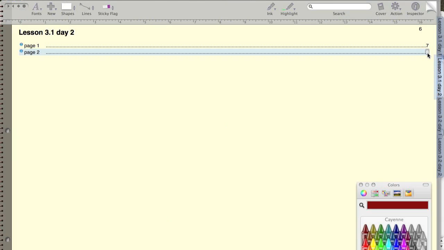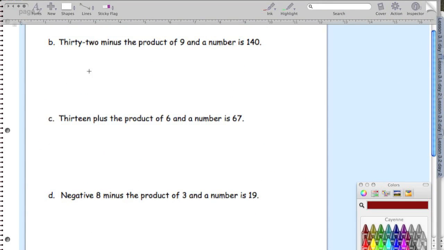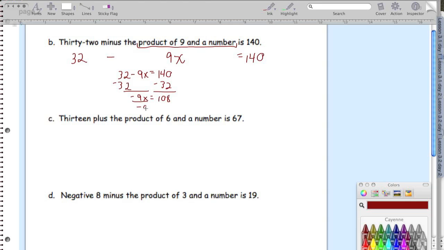Let's go to page 2. Some more problems that look like that. 32 minus the product of 9 and a number, so that's 9 times the variable, and you can use whatever letter you'd like, equals 140. So 32 minus 9x equals 140. I'm going to subtract 32 on both sides. Negative 9x equals 108. Divide by negative 9, divide by negative 9. x is equal to negative 12.